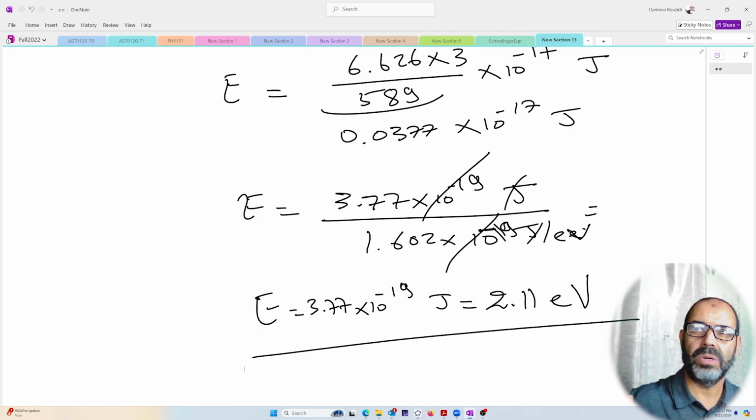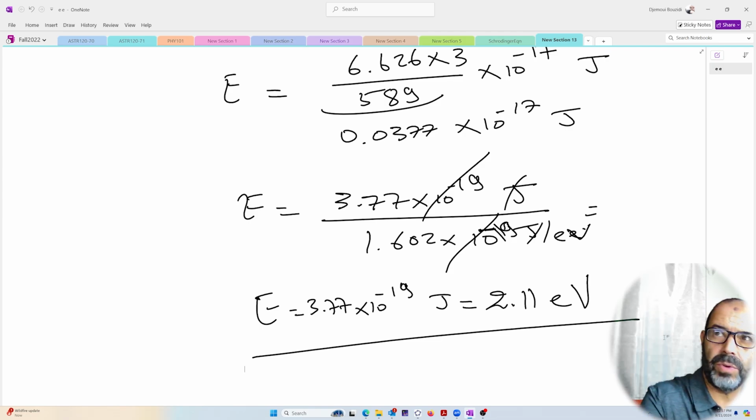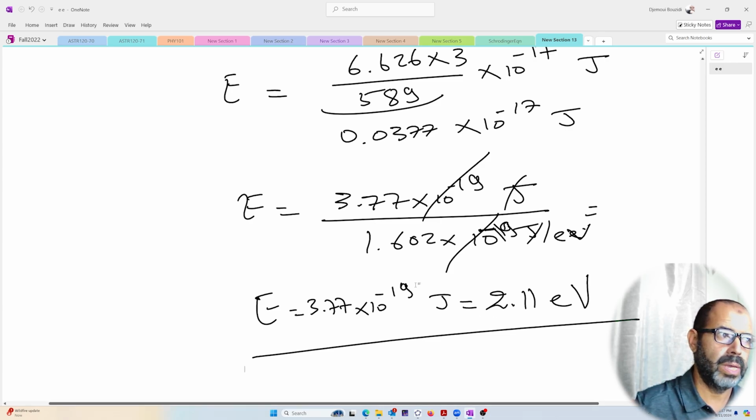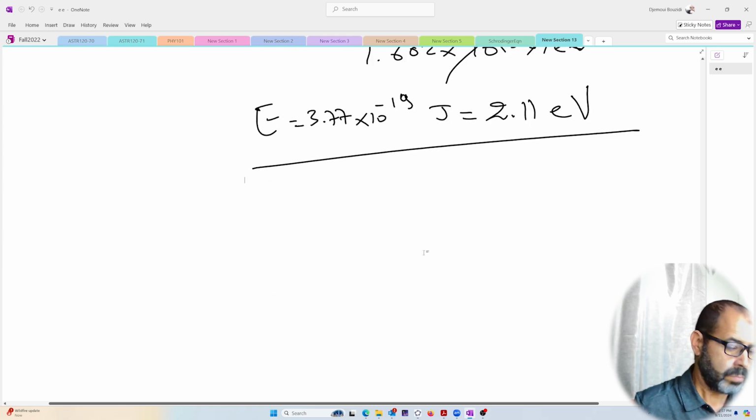This is a side note. You don't have to convert for this problem. You can just give me the joules and you're fine, okay? To convert electron volts to joules, all you have to do is divide by the charge of the electron, basically. Problem 27.